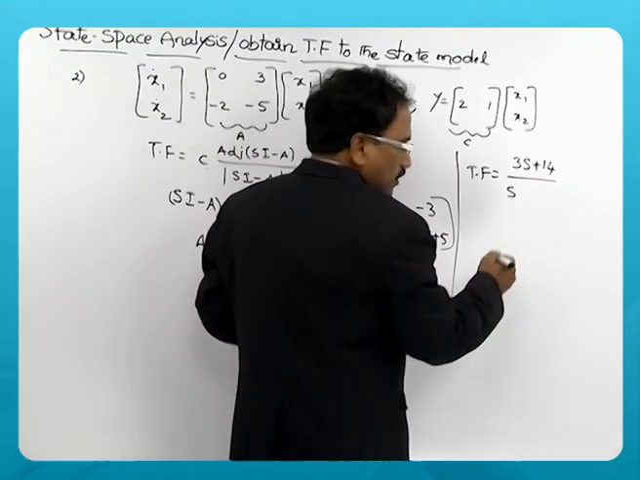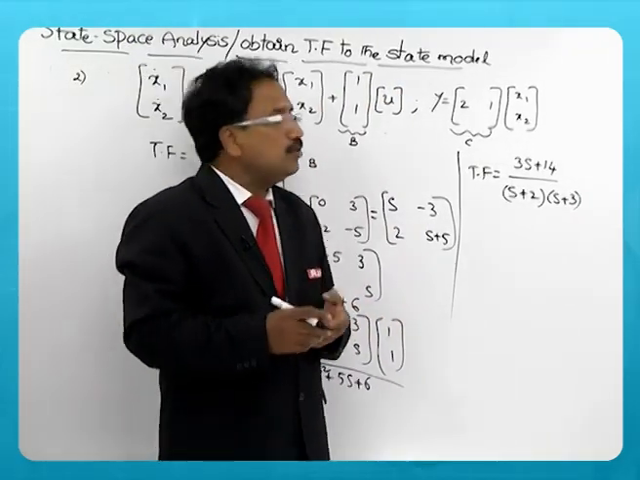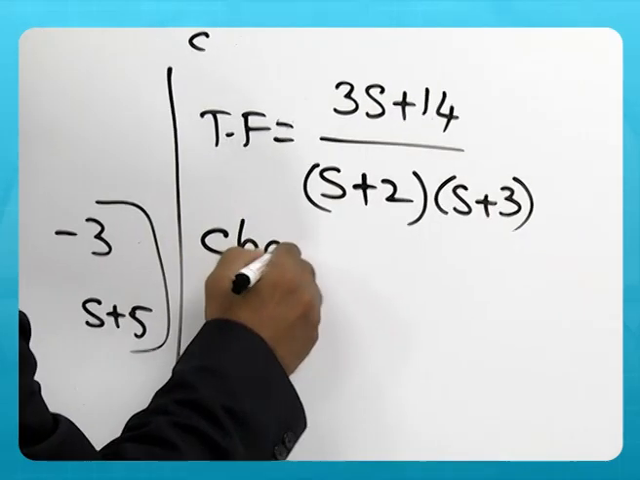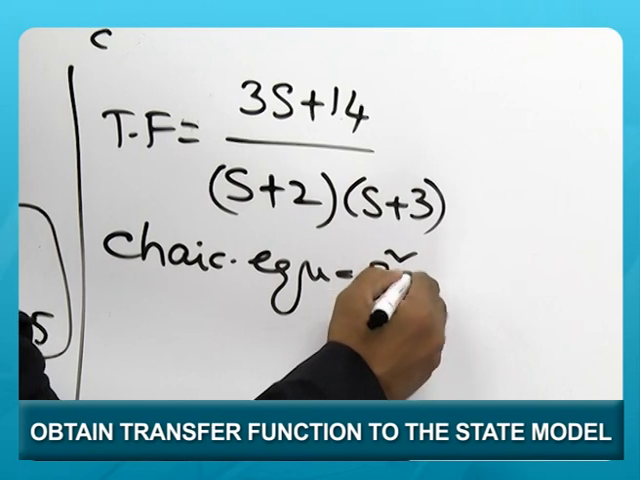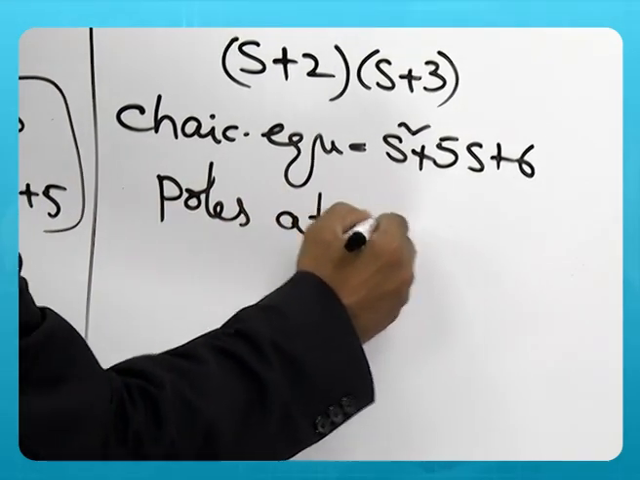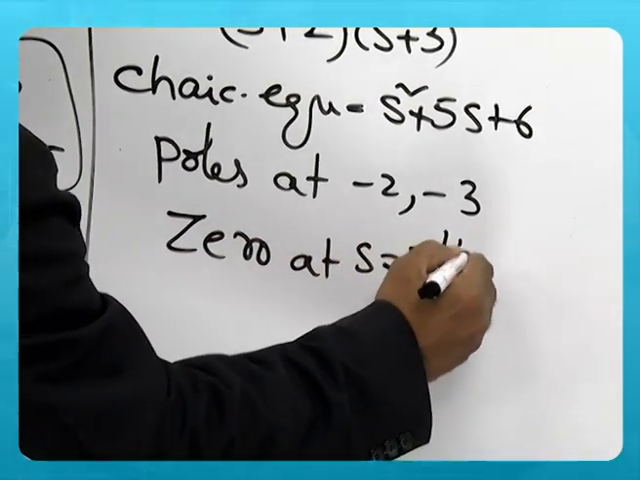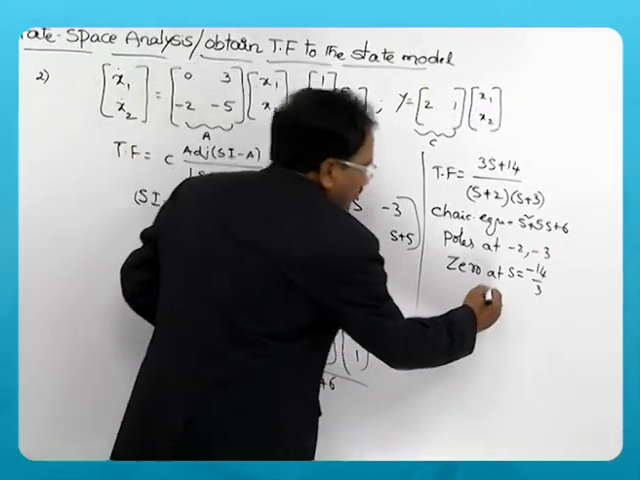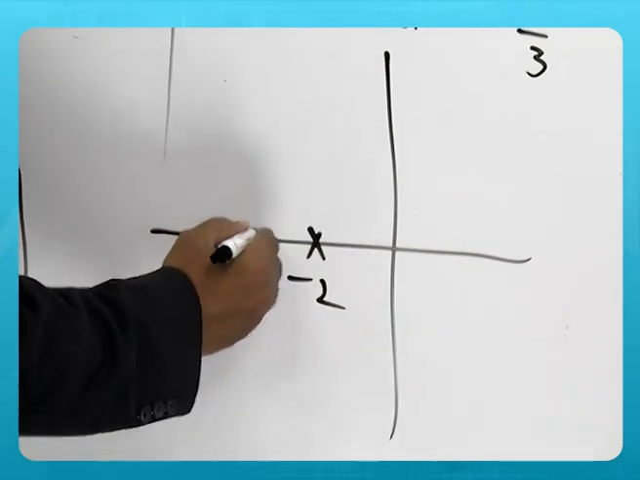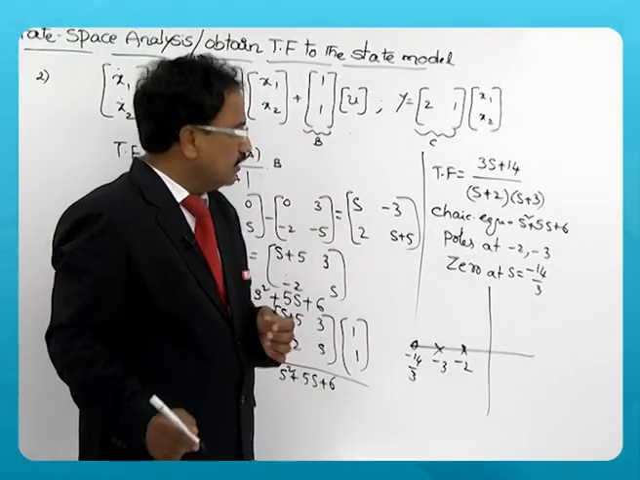When you factorize this, s plus 2 into s plus 3, you get the numerator term and denominator term, and we are interested in the denominator part, the characteristic equation s square plus 5s plus 6. The closed loop poles are at minus 2 and minus 3, and the zero is located at s equal to minus 14 by 3. So the system is represented in the form of poles and zeros in the s plane: at minus 2 and minus 3 you have poles, and at minus 14 by 3 you have a zero.